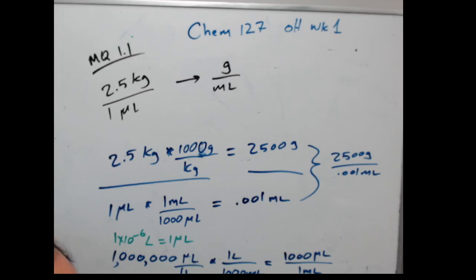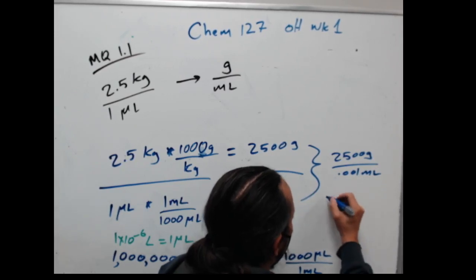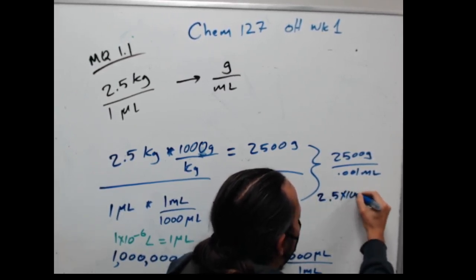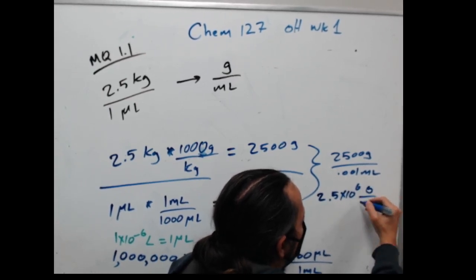Oh my goodness. Do you see what's going to happen? Look, our top went up by 1,000, our bottom went down by 1,000. Guess what we get? What'd you get? 2,500,000 grams over milliliters. Yeah, something massive. So I'm going to go ahead and call that 2.5 times 10 to the 6 grams per milliliter.